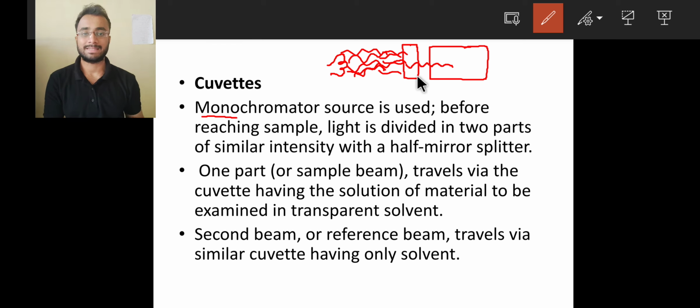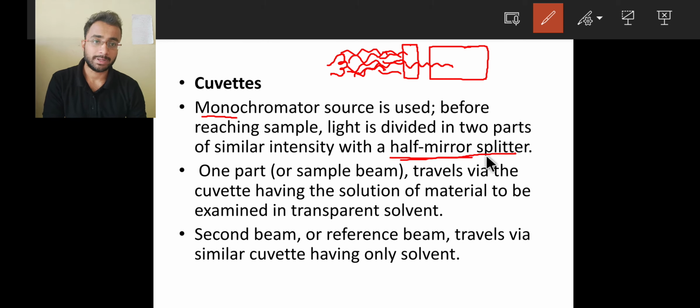All this will bombard on this monochromator, but the monochromator will allow only a single type of wavelength to pass through the sample. Before the light reaches the sample, it is divided into two parts of similar intensity with a half mirror splitter. What do we use? A half mirror splitter. It will divide the light into two parts.